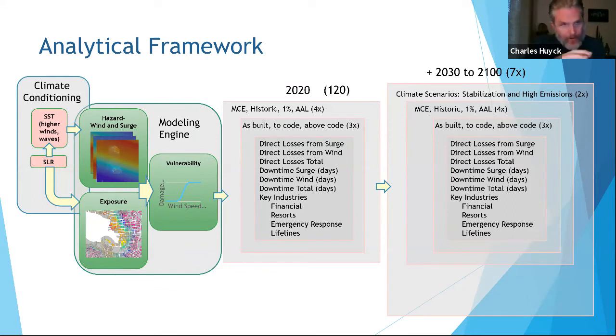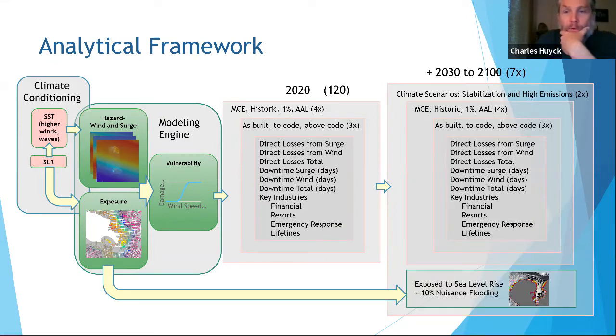Then we integrated the climate conditioning, which would, based on the sea surface temperature and sea level rise, give us different profiles for surge and wind, and modeled 2 climate scenarios, what we call stabilization and high emissions. That was RCP 4.5 and 8.5, and modeled those on a decadal basis to the end of the century.